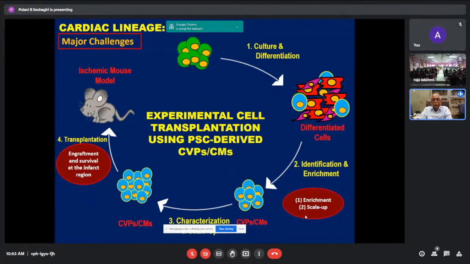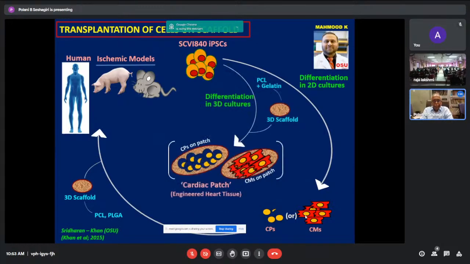And therefore, my collaborators and my own student, who is there at Ohio State University working in Dr. Mahmood Khan's lab, have been able to do this in human iPSC-derived cardiomyocytes or cardiac progenitors, and see that the ischemic condition of the heart in the rat, for example, or it could be mouse or rat, can be alleviated. And very recently, a couple of months ago, I was there, and we were able to demonstrate this even in large animals, such as the pig.